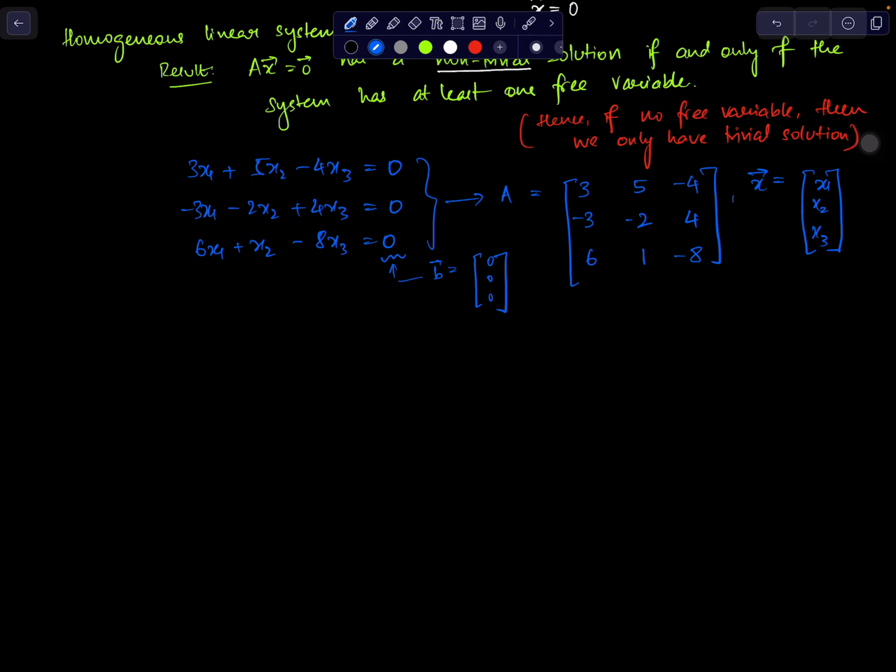And now we want to solve this. So what would you do? Well, in order to solve, I think all of you are familiar by now, you work with the augmented matrix, which is A, and then the 0 vector in this case, because your B vector is the 0 vector. So you will simply have, again, the A matrix, 3, 5, minus 4, minus 3, minus 2, and then 4, 6, 1, minus 8, and then you have 0, 0, 0 over here. So that's your augmented matrix.